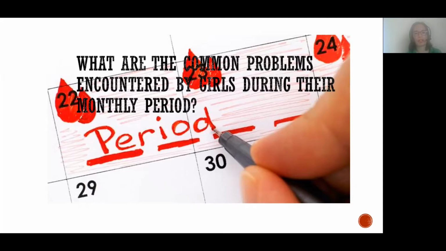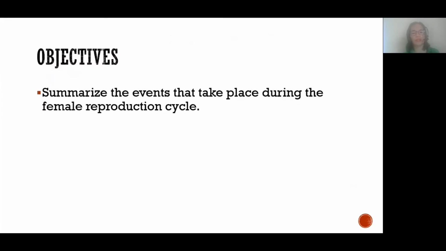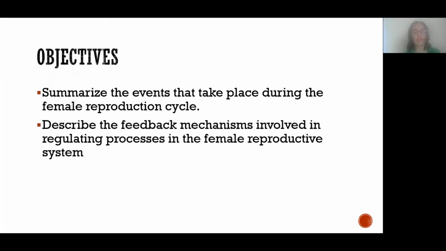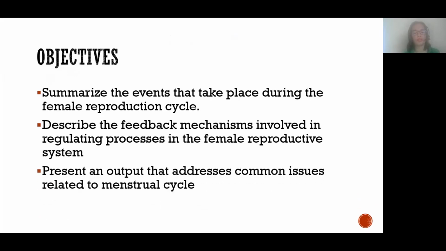Why am I asking about the common problems in your monthly period? Because for this session, we're going to talk about the menstrual cycle. Here we have to summarize the events that take place during the female reproduction cycle and describe the feedback mechanism involved in regulating processes in the female reproductive system. And of course, make an output that addresses common issues related to the menstrual cycle.